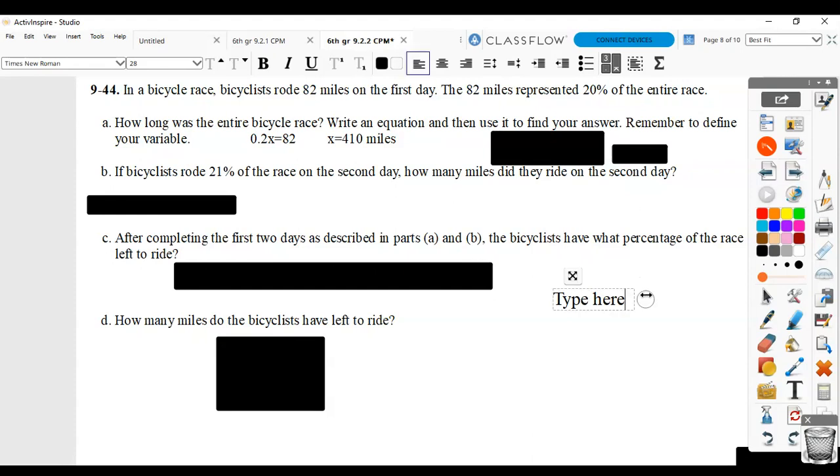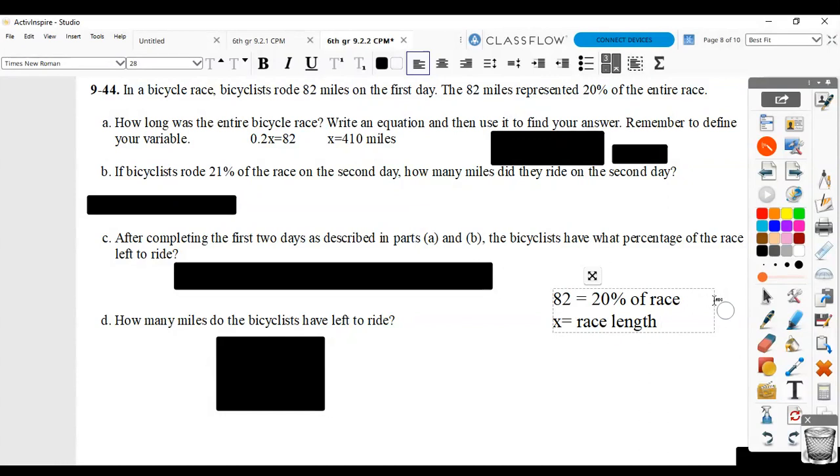So what I have here is how we would think about setting it up, which is that 82 miles is 20% of the entire race. But then we would have to use some type of variable to represent the entire race. You could use R for race, you can use X. That would be defining your variable.